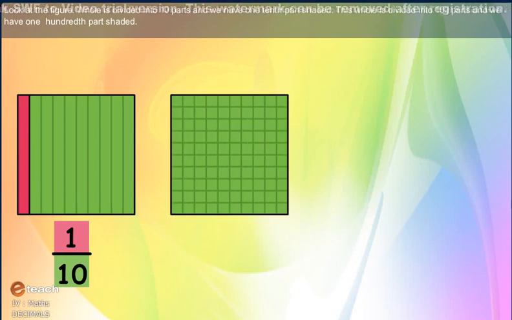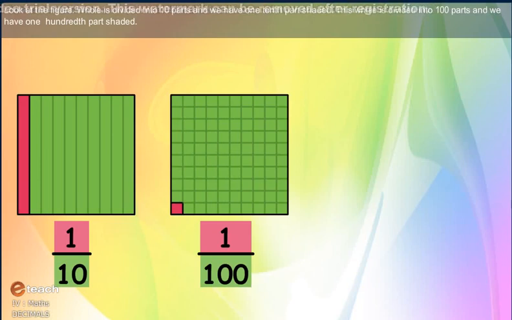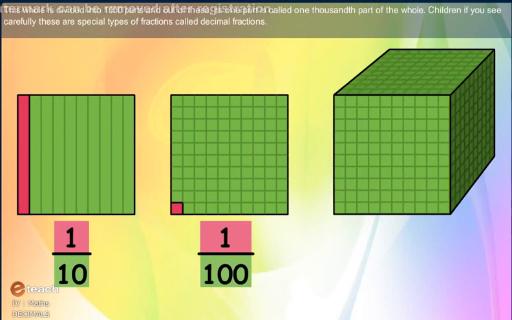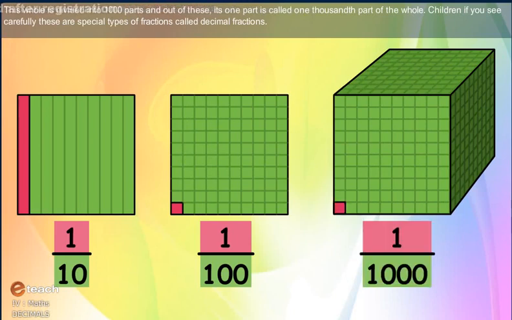Look at the figures. The whole is divided into 10 parts and we have 1/10 part shaded. This whole is divided into 100 parts and we have 1/100th part shaded. This whole is divided into 1000 parts and out of these, one part is called 1/1000th part of the whole.